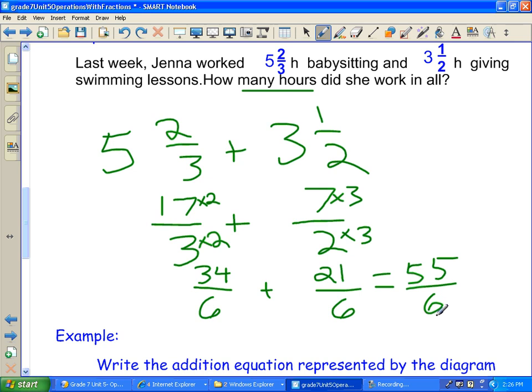Now, 8 6s are 48. 9 6s are 54. So I will end up with 9 whole because 9 times 6 is 54, and then I'll have 1/6 of an hour left over. So remember, there's 60 minutes in an hour. So 1/6 of an hour, if I want an equivalent fraction that's out of 60 minutes, just times this fraction by 10 on each side. So you can end up with 9 and 10 over 60 minutes. In other words, 9 hours and 10 whole minutes.